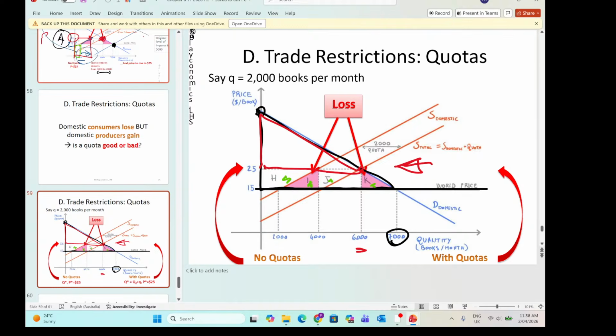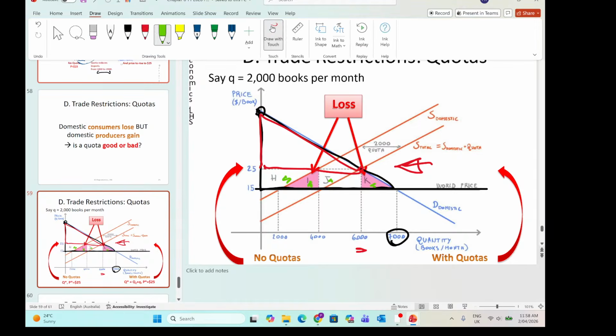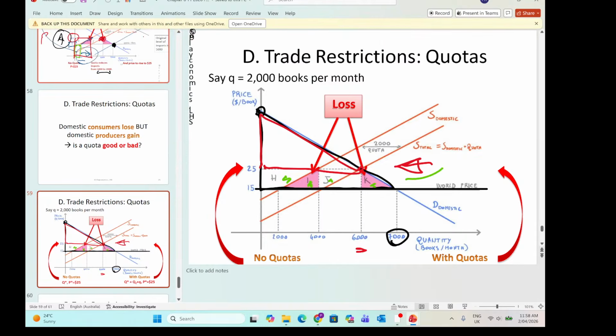Is there anything new here? This diagram so far looks exactly the same to me as the tariff diagram. The price has gone up, the quantity of imports has gone down, and the consumer surplus has fallen by exactly the same amount. The only difference here is that what made it fall was this fall in the level of imports. We use that as the mechanism.